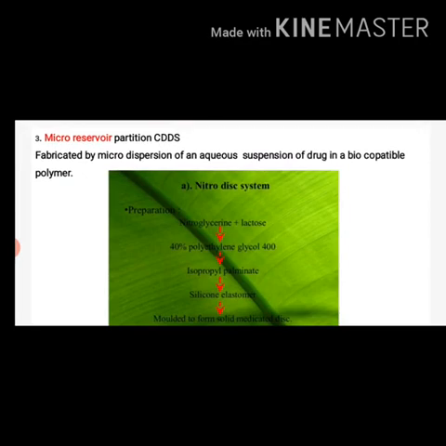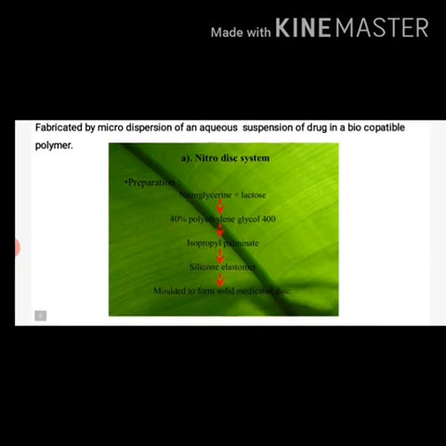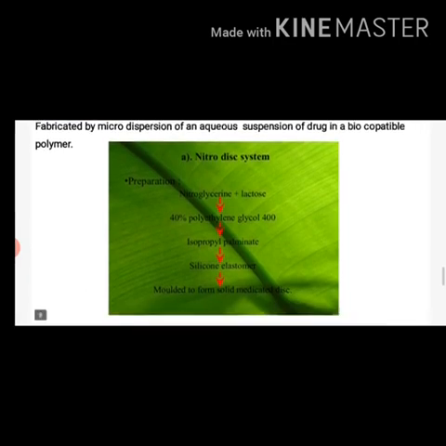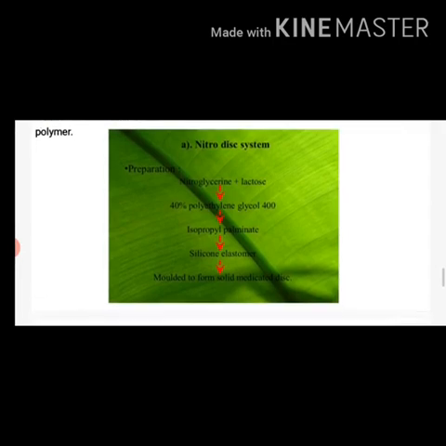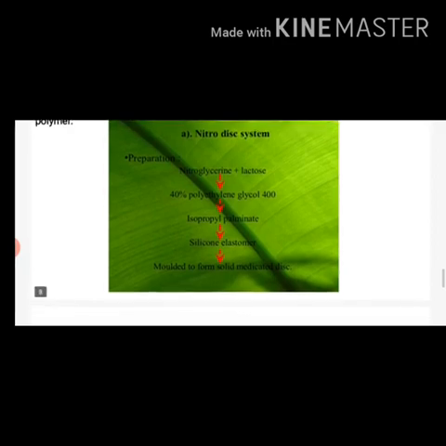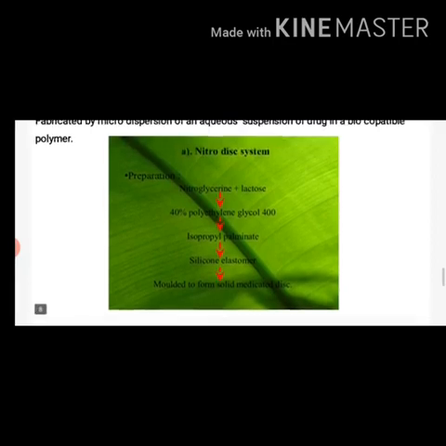The next type is the micro reservoir partition controlled drug delivery system. This system is fabricated by micro dispersion of an aqueous suspension of drug in a biocompatible polymer. The Nitro-Disc system is an example of a micro reservoir partition system. Nitroglycerin is incorporated with lactose, and it is dispersed with 40% polyethylene glycol and isopropyl palmitate in silicone elastomer, molded to form a solid medicated disc.